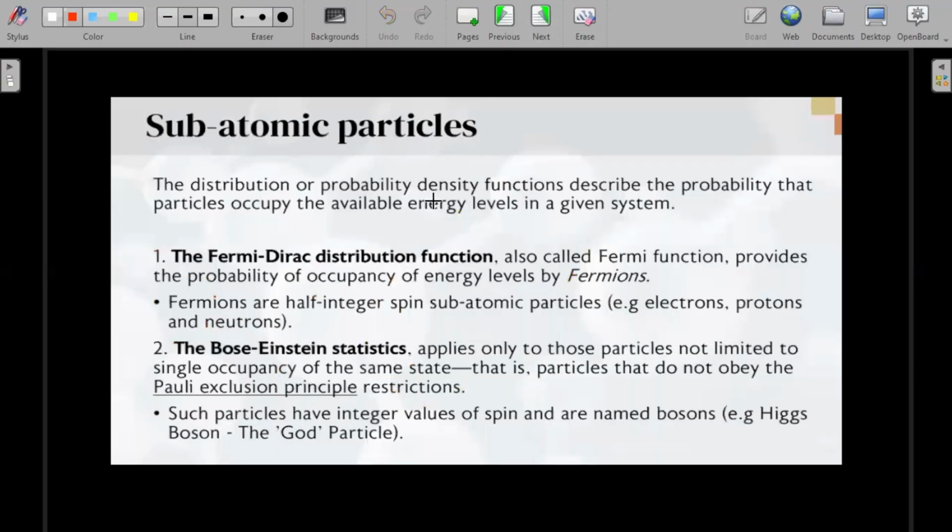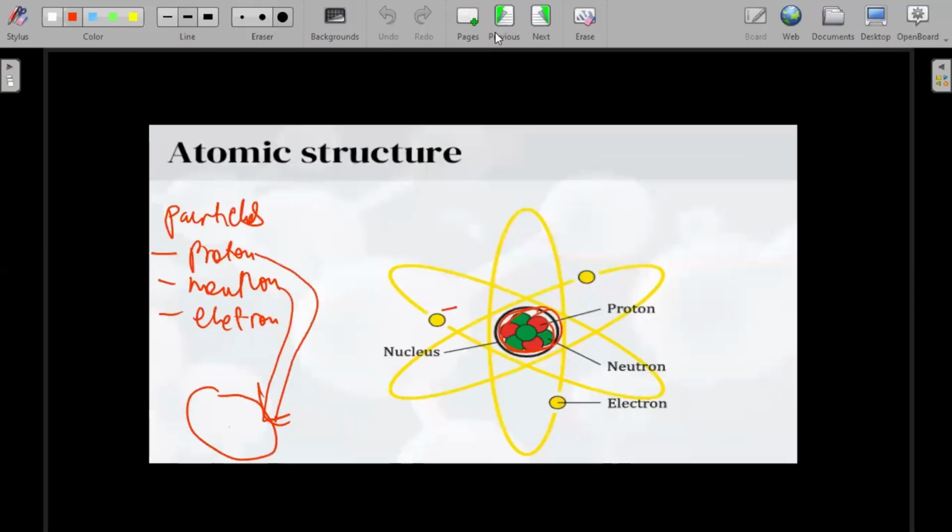In that atomic structure, you also have subatomic particles. You can have the Fermi-Dirac distribution function, also called the Fermi function, which provides the probability of occupancy of energy levels by fermions. When we talk about energy levels, these shells are also energy levels. These are the electrons in the shells. We don't know exactly the position where these electrons are located.